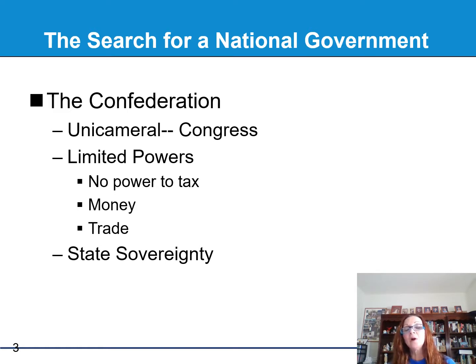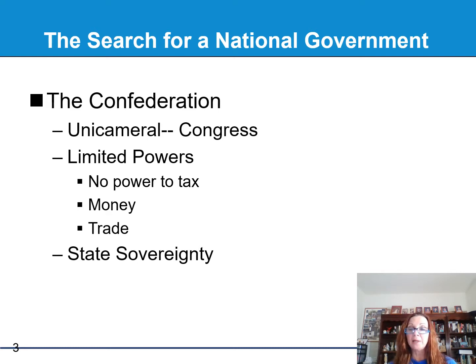In our confederation system, we will have a unicameral government, which means that there was a one-house government. There was only one branch of government, and that was Congress. So there's no executive branch and there's no judicial branch, only Congress. Congress will have all of the authority. Each state was equally represented in that Congress.